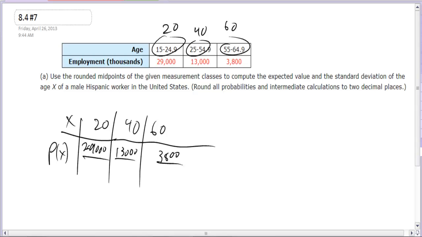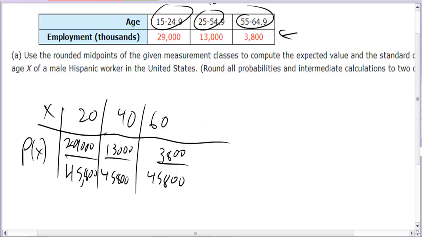And now the question is out of what? Well, just a little bit of adding. If this is everybody, 29,000 plus 13,000 plus 3,800, that comes out to be 45,800. So we're going to go ahead and say all of these are out of 45,800, 45,800, 45,800. I hope that makes sense. I'll make that a little bigger.